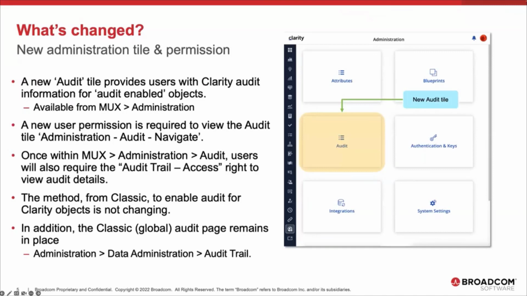Now, the method from Classic to enable audit for Clarity objects is not changing. In addition, the existing Classic Global Audit page remains in place by navigating through to the Administration Audit Trail area.